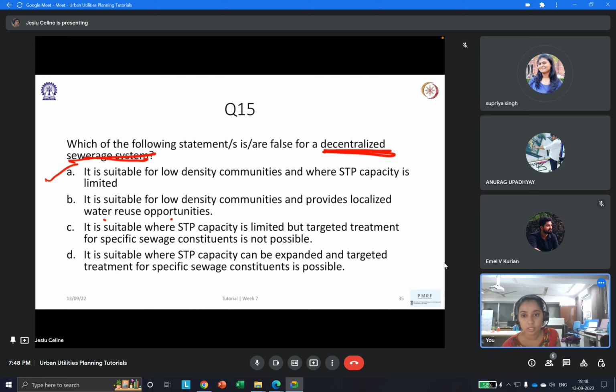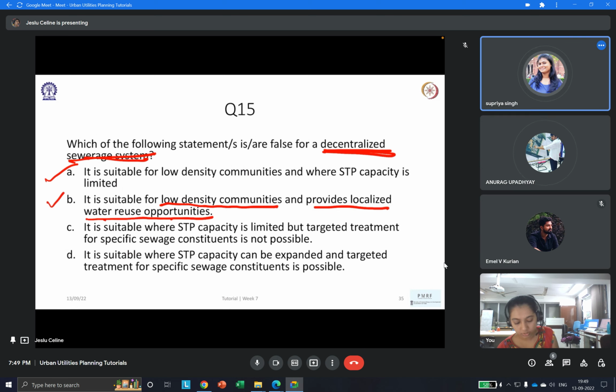Does it? Yes, to some extent. Okay, so is the option right or wrong? What do you think? Does it support low density communities and provide localized water reuse opportunities? It is right, I guess.